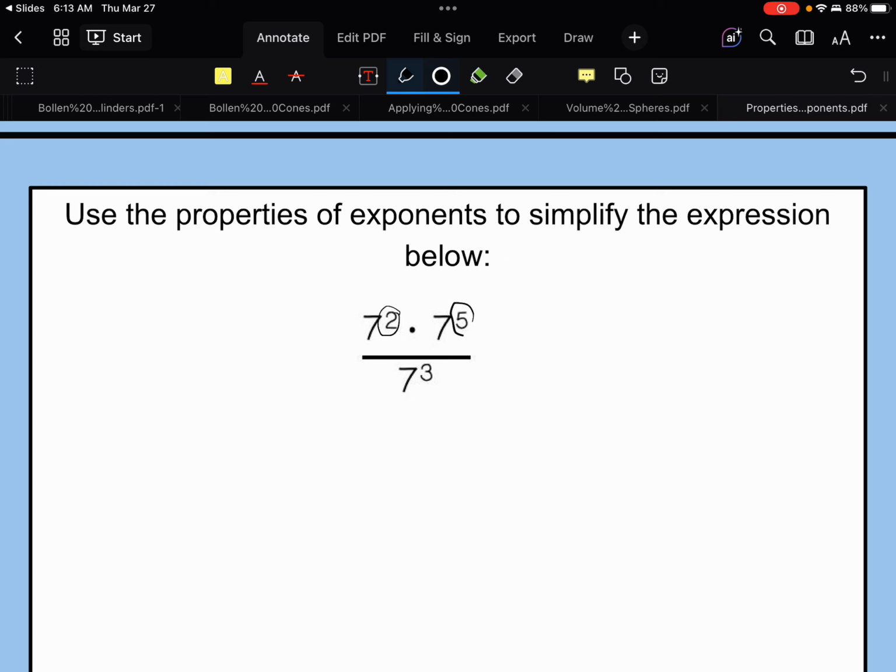So we have 2 and 5 here. Get 7, so we then have 7 to the 7th power over 7 to the 3rd power. And we can do 7 minus 3 and get 4. So our final answer would be 7 to the 4th power. And this works because it's all 7, so we can kind of ignore the one that we have the same of.